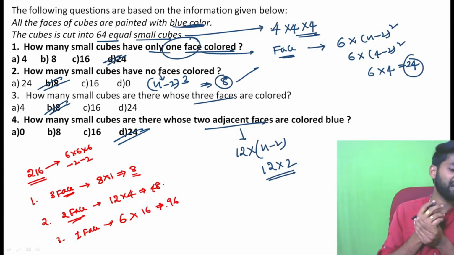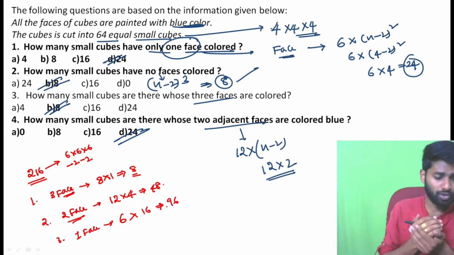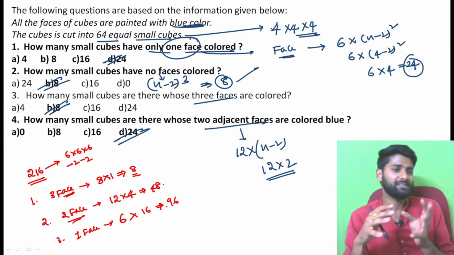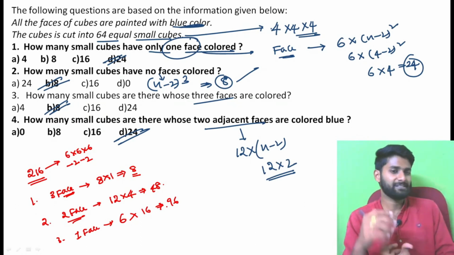Why are we subtracting 2, 2? We eliminated 2 rows and 2 columns. That's why we subtract a 2 by 2 matrix from 6 by 6.